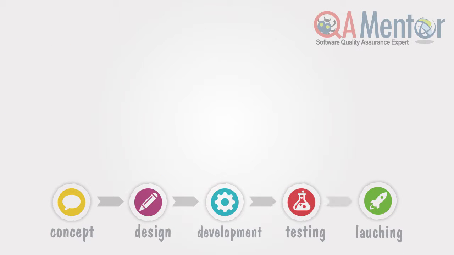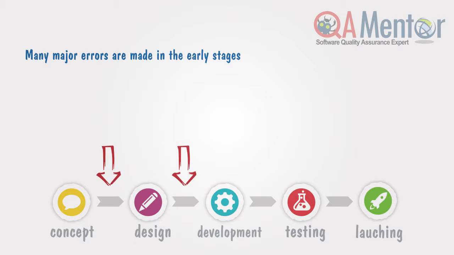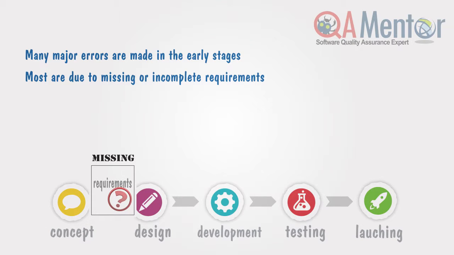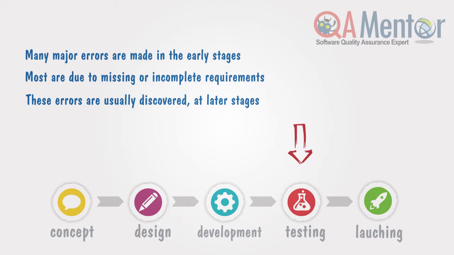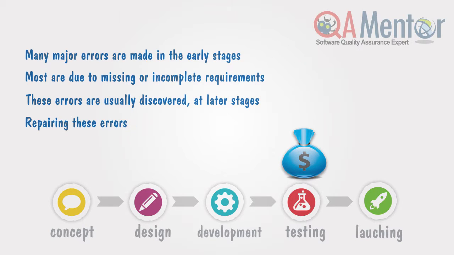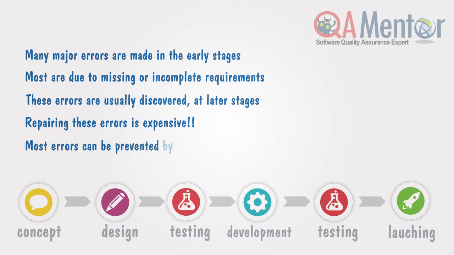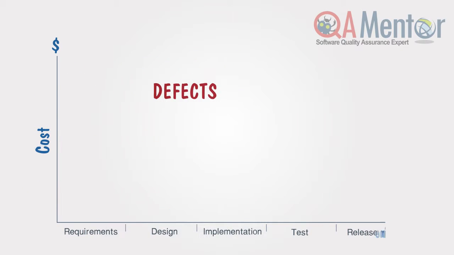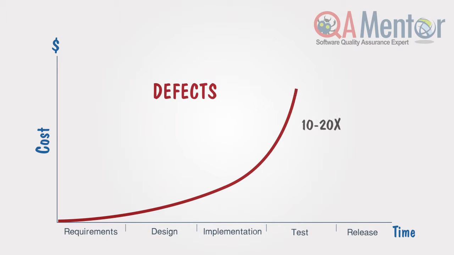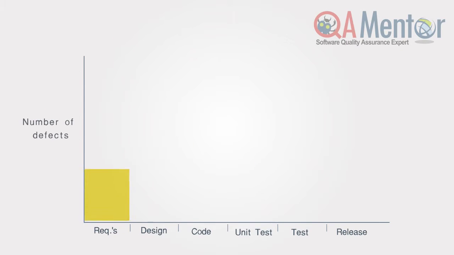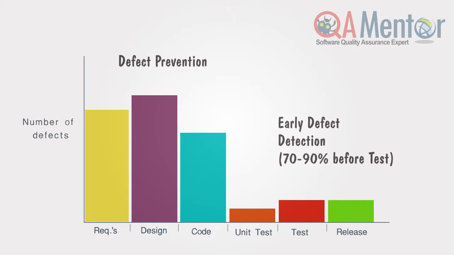It's important to understand that many errors are made in the early stages. Most are due to missing or incomplete requirements. These errors are usually discovered at later stages when repairing them is expensive. Most errors can be prevented by testing early. Costs increase astronomically the further you are into the system's development lifecycle. Rework costs are responsible for a large chunk of software development costs. Good practices involve finding and fixing 70 to 90% of defects before the test phase of the system's development lifecycle.